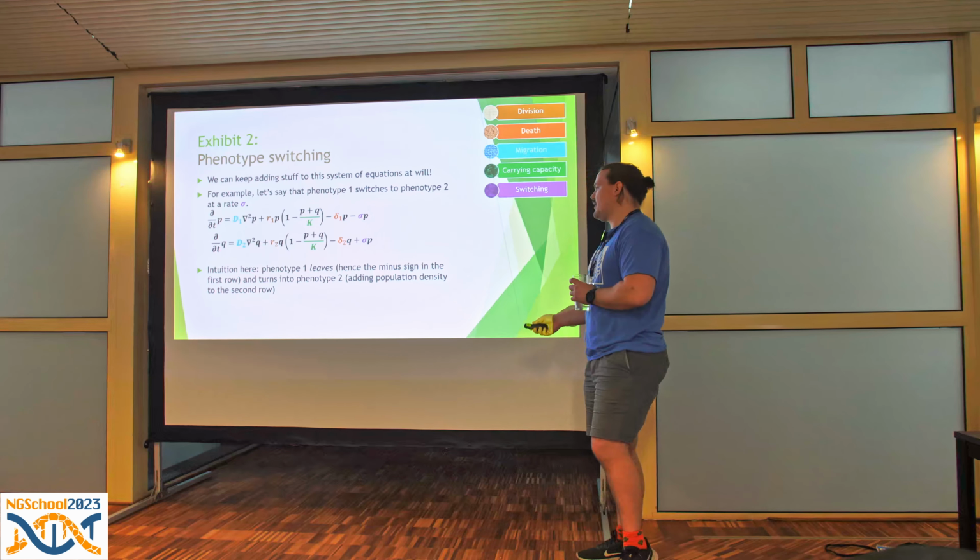So the intuition here is that phenotype 1 leaves, hence there's a minus sign, and turns into phenotype 2, which adds to the population density of phenotype 2, so there's a plus here.